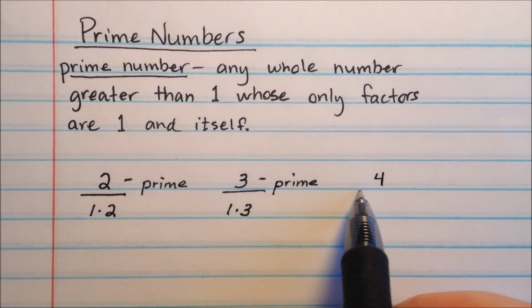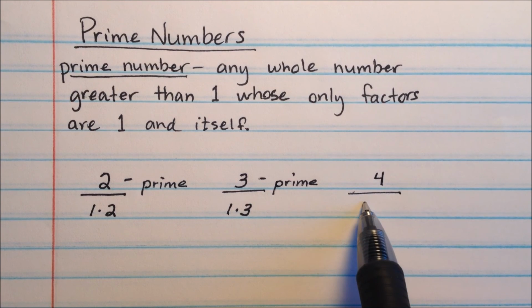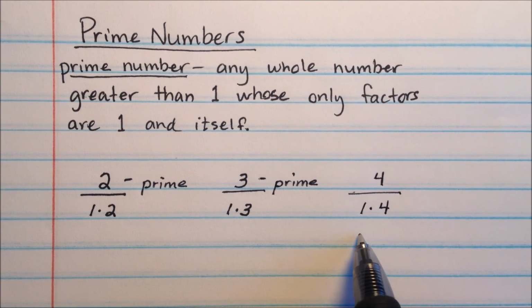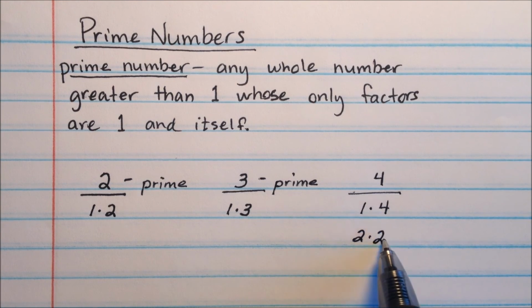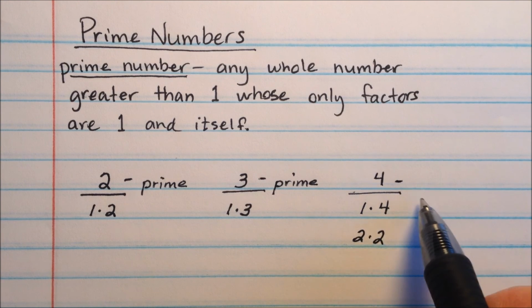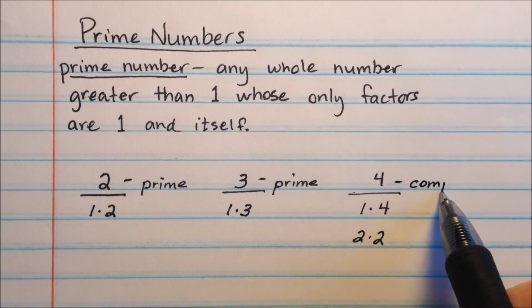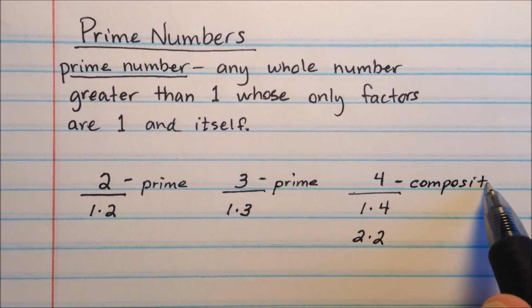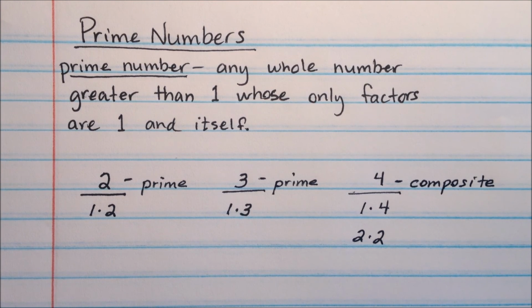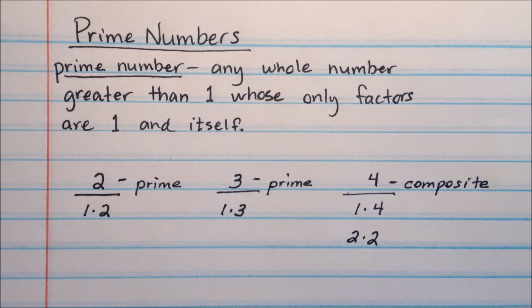Okay, let's look at the next one, 4. Well, 4 is going to be 1 times 4, and we can also make 2 times 2. So since there are multiple factors here, not just 1 and itself, we're going to say it's composite. So every whole number greater than 1 is either going to be prime or composite.